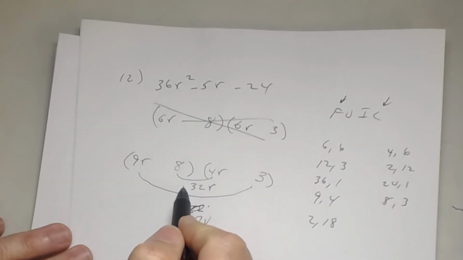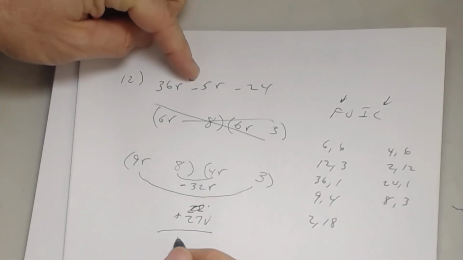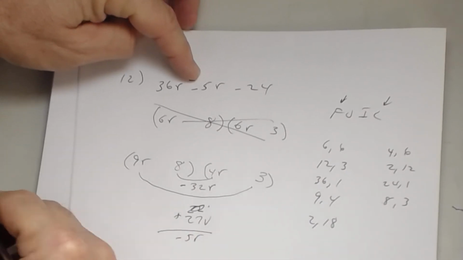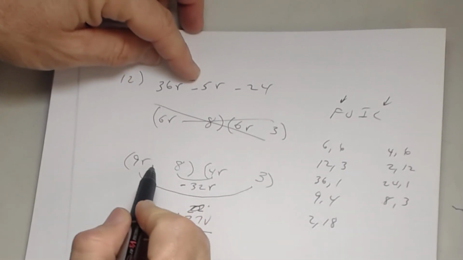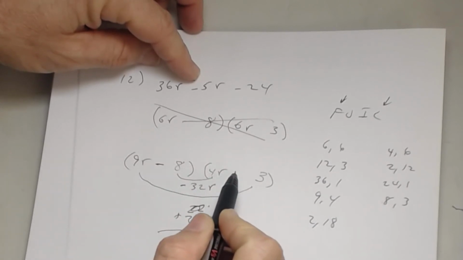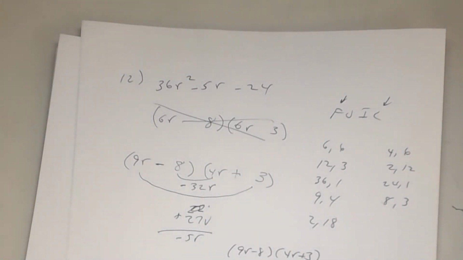So that has to be, and this has to be. There are 5 that I get, the negative 5r. Do I get negative 5r? Yep. So my order is correct. I just have to put in the correct signs. What's this one? What's this one? Okay, in the blank, you're going to put 9r minus 8, 4r plus 3. Okay?